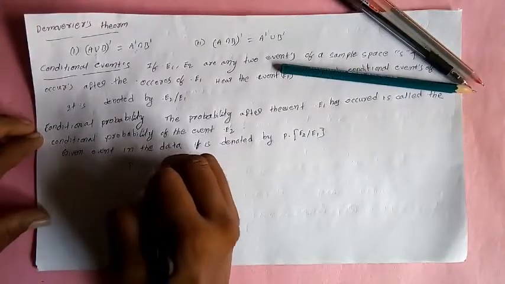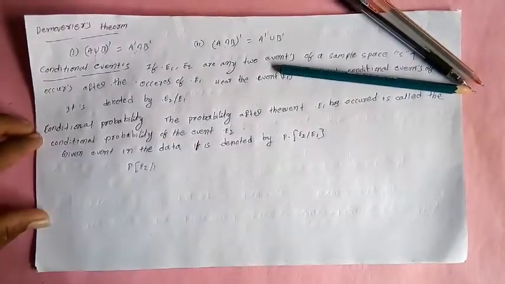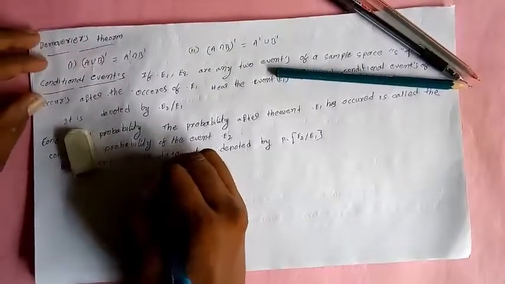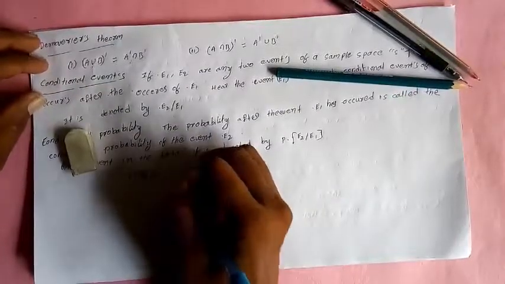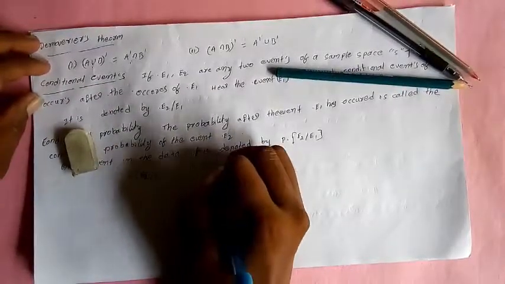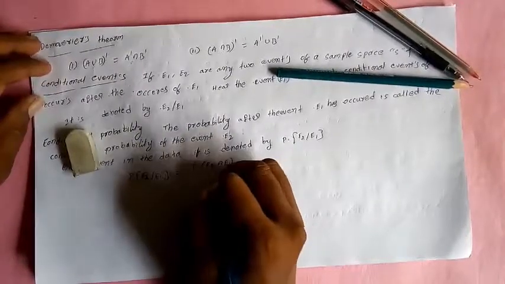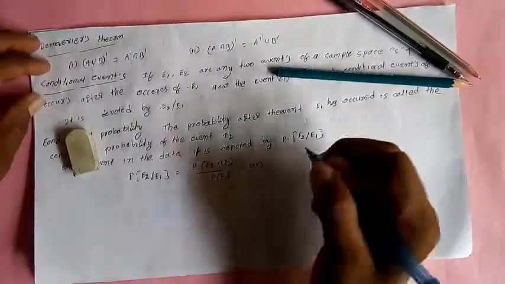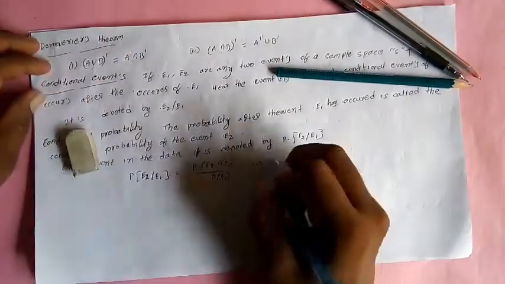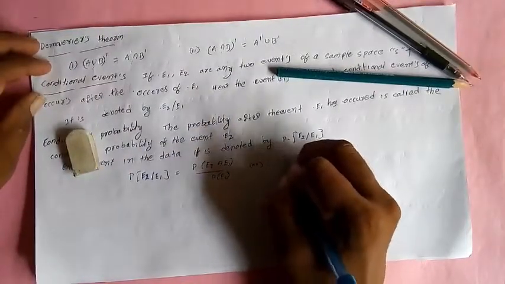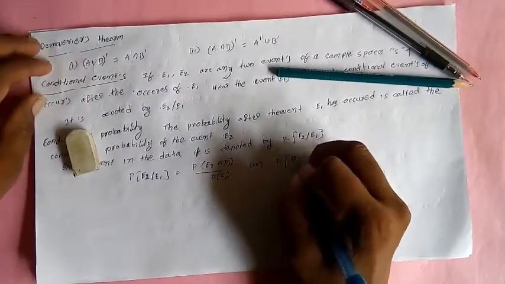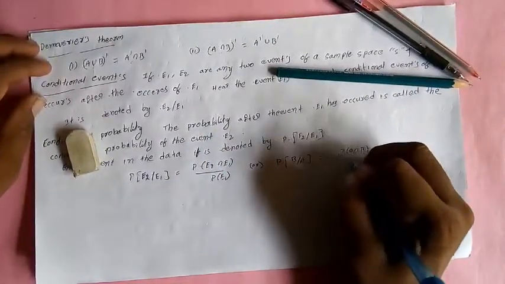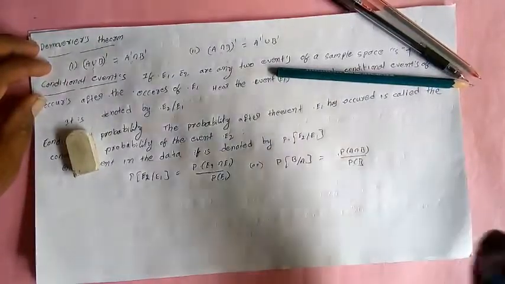P of E2 by E1 is equal to P of E2 intersecting E1 by P of E1, or it can also be written as, instead of E2 by E1, we can use A and B: P of B by A is equal to P of A intersection B by P of B.